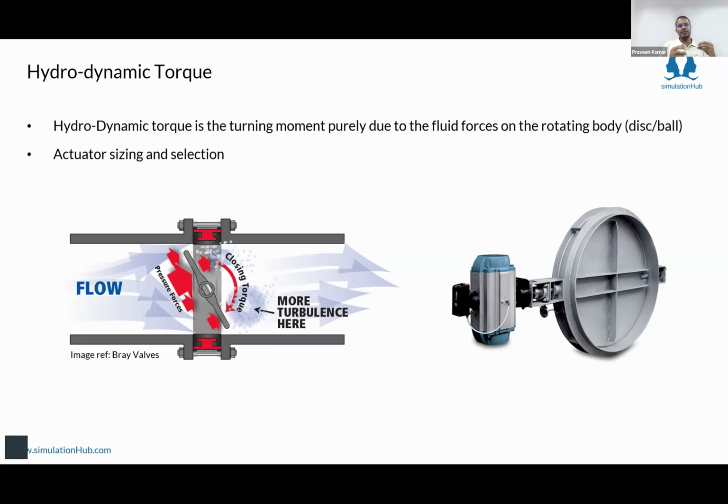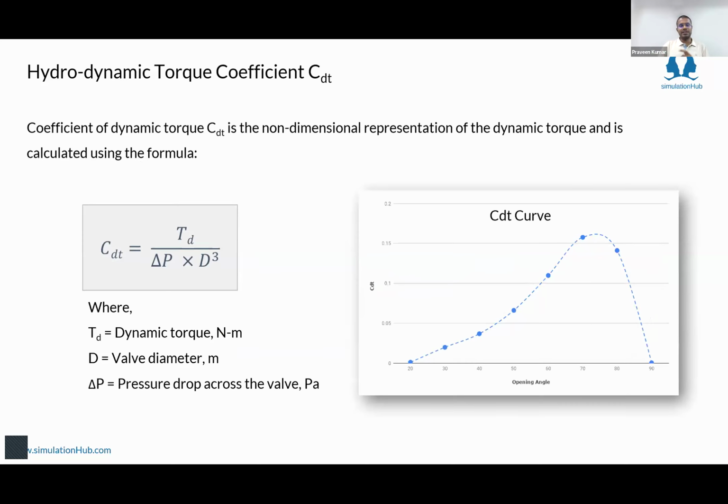So it is the closing torque, or torsional force, created when the flow passes through the disc while it is partially open. An unbalanced force is created, with pressure forces on the front side and the back side of the disc. This causes a closing torque, which is required to size the actuator rightly.